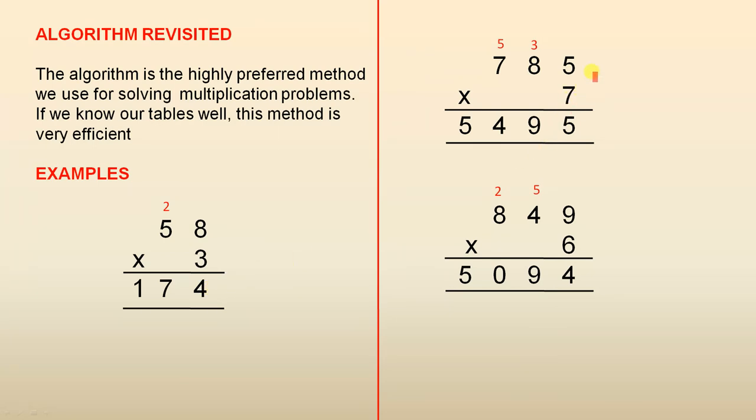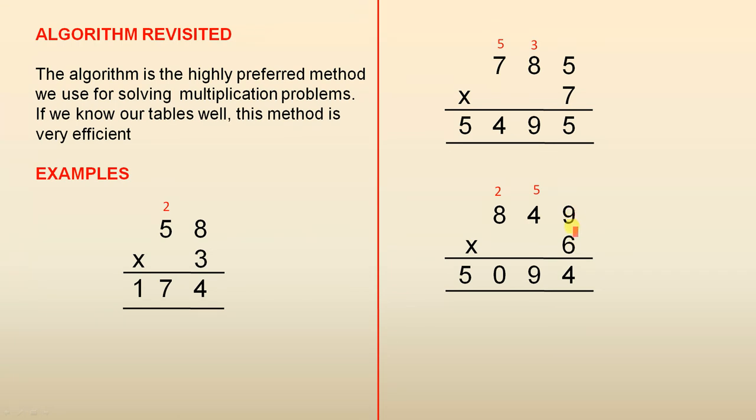The next example, 785 times 7. 7 fives are 35. Put down the 5 and you have 3 lots of 10. 7 eights are 56, plus 3 is 59. Put down the 9 and you have 5 lots of 100. 7 sevens are 49, plus 5 is 54, so the answer is 5,495.